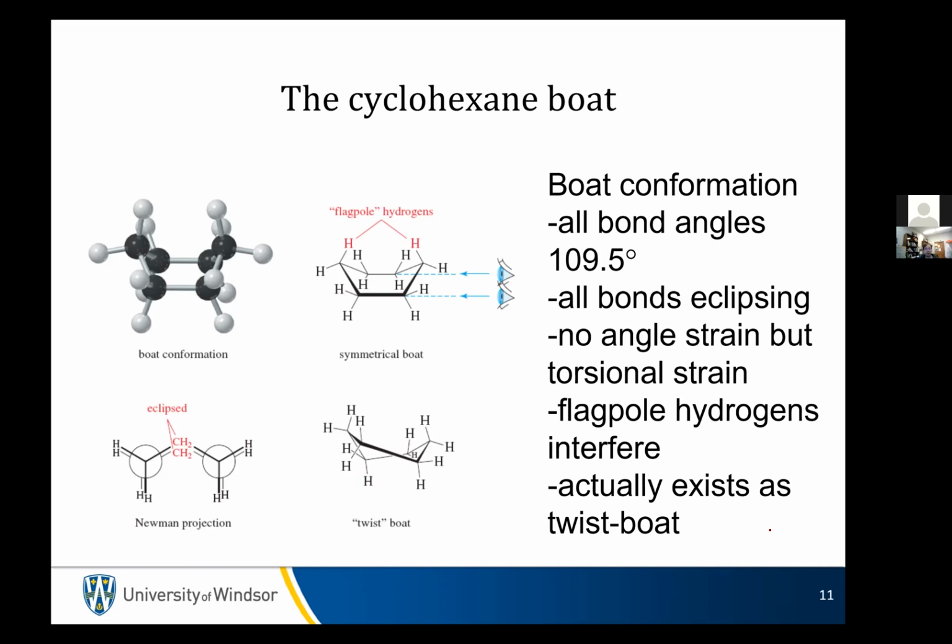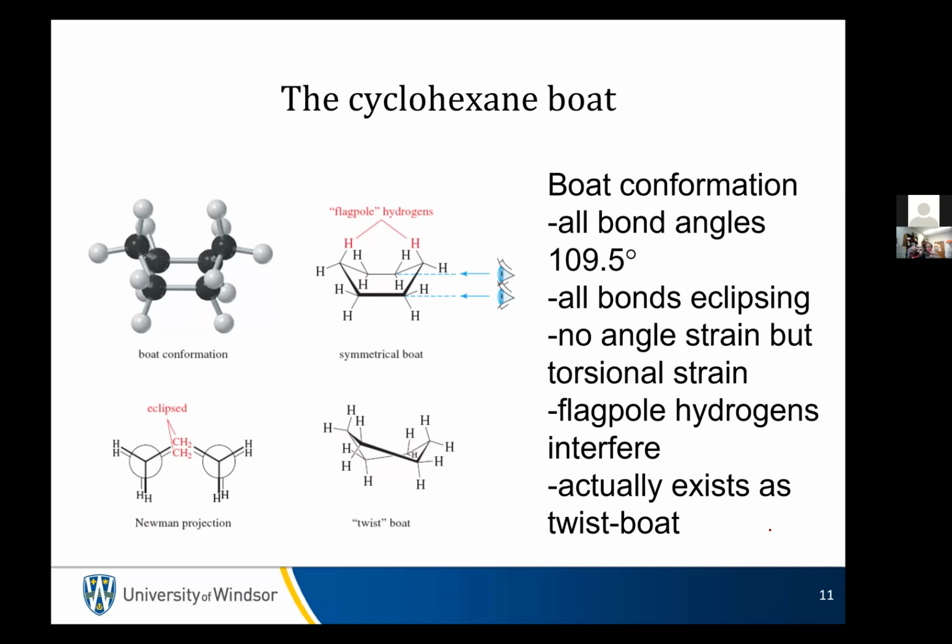So things don't actually exist as boats. They exist as what's called a twist boat, where they twist a little bit out of the boat conformation. And now things get more staggered. You can see there that was eclipsed in a boat, and now it's kind of skewed. That's actually pretty good.